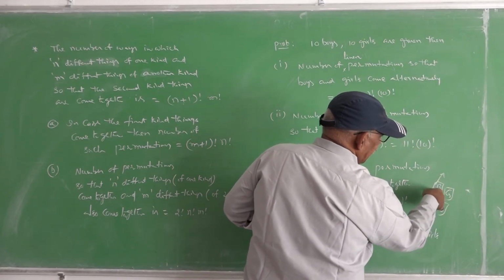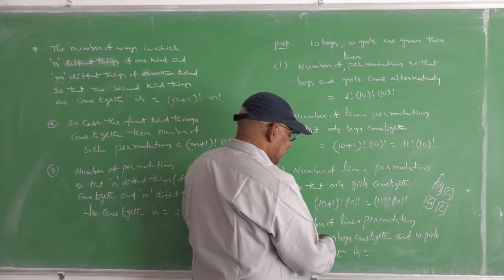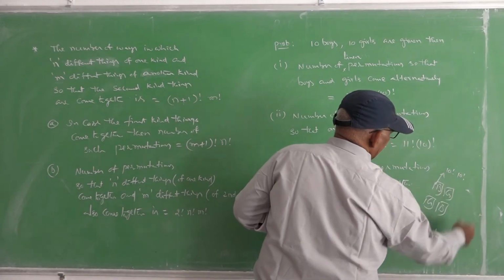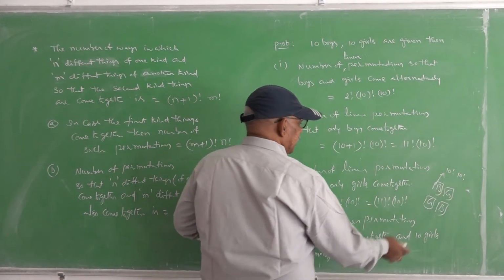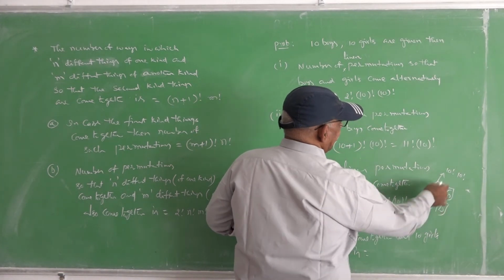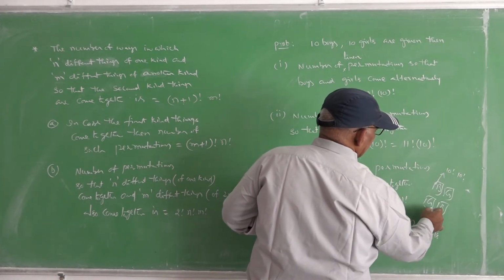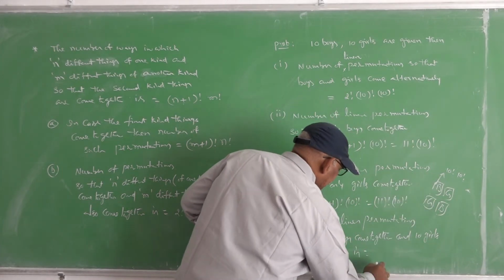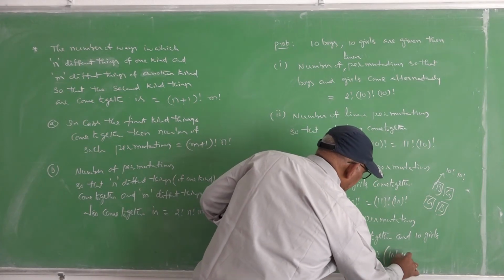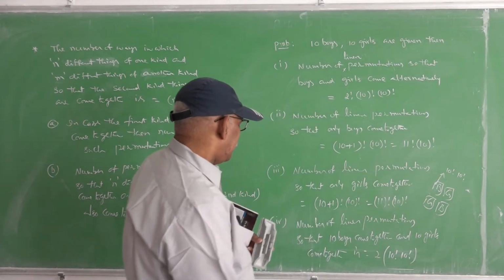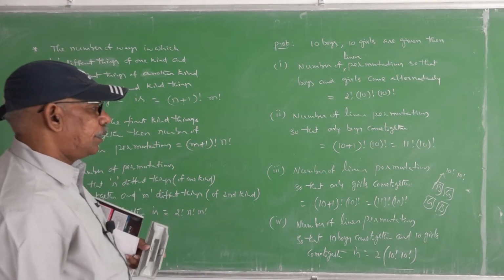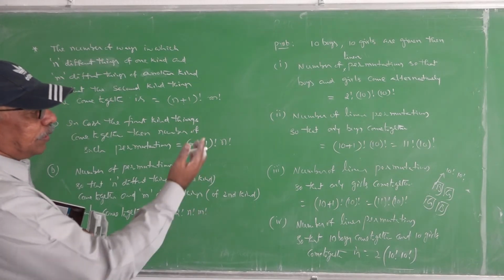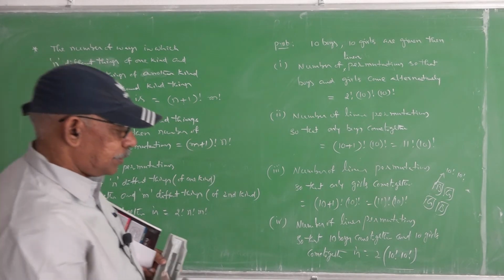In the boys' place, we have to arrange 10 boys in 10 factorial ways. In the girls' place, 10 girls can be arranged in 10 factorial ways internally. So in one case we get 10 factorial into 10 factorial. In the other case also we get 10 factorial into 10 factorial. Either-or stands for addition, so we get twice 10 factorial into 10 factorial ways. So these are the different ways of arranging the boys and girls under different restrictions in a linear form.